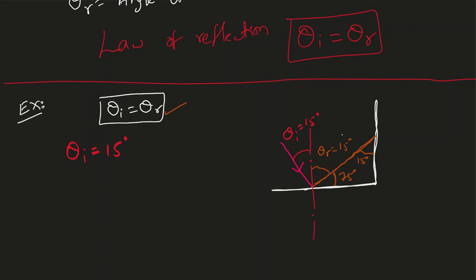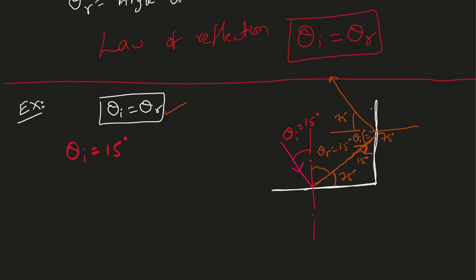Now I'm going to draw a normal to the y-axis. This ray is incident on the second mirror, meaning falling on the second mirror. So theta I here must be equal to 75 degrees. What will be theta R? Now theta R is going to be 75 degrees with the second mirror.